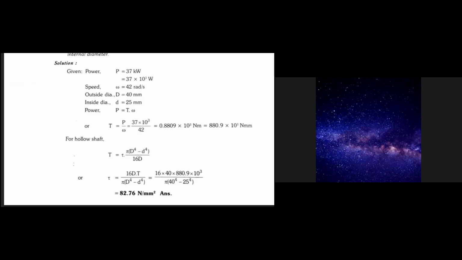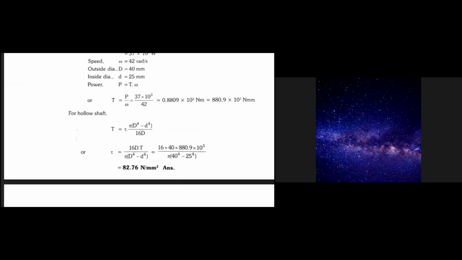So shear stress tau is equal to 16 D T by pi into capital D power 4 minus small d power 4. So that must be equal to 16 into 40 into 880.9 into 10 cube by pi into 40 power 4 minus 25 power 4. So after simplifying, the maximum shear stress induced is tau equal to 82.76 Newton per mm square.